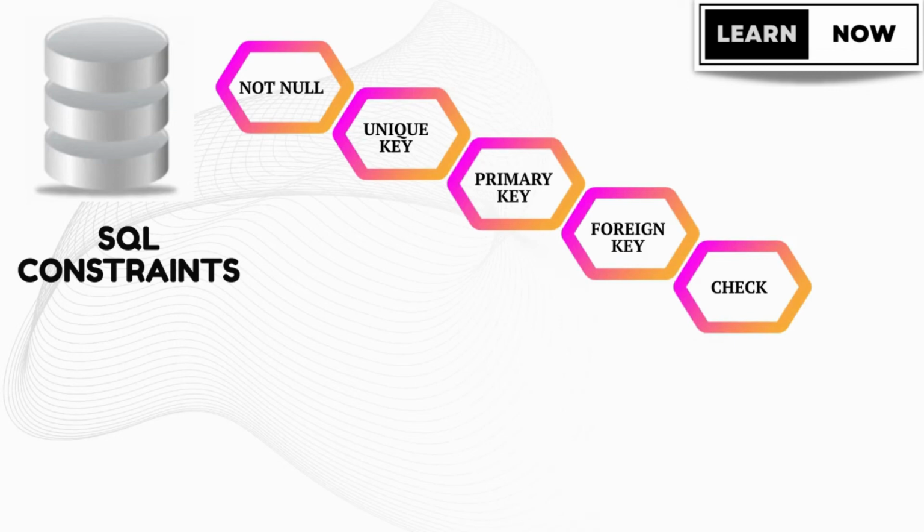Check. This constraint ensures that the values in a column meet a specific condition. We can define any Boolean expression for this condition. Default. This constraint sets the default value for a column if no value is specified.